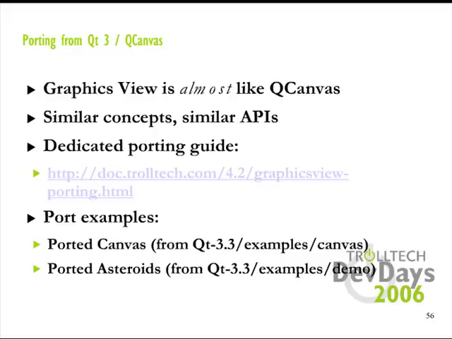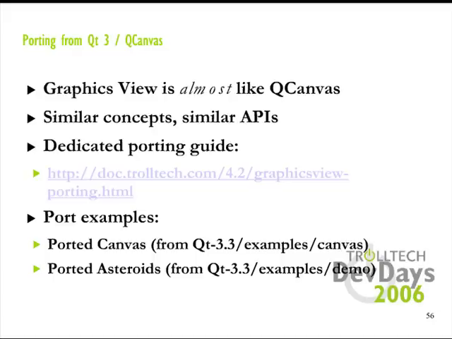And we have a dedicated porting guide which describes on a function per function basis for all the functions that exist in QCanvas, what is the replacement for this in QGraphicsView, and what you need to do if there is no replacement. And then we have ported some examples ourselves, and we provide the full source code that you can look at and learn from, which is the Canvas example and the Asteroids example from Q3.